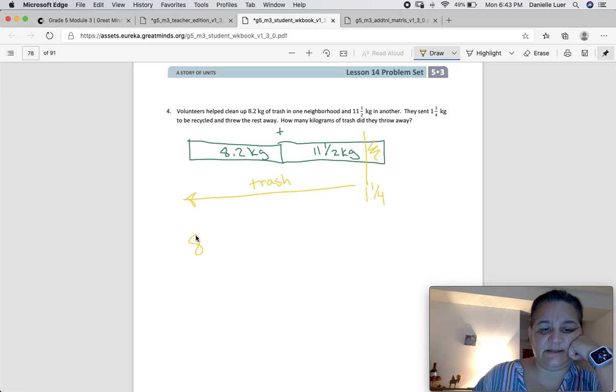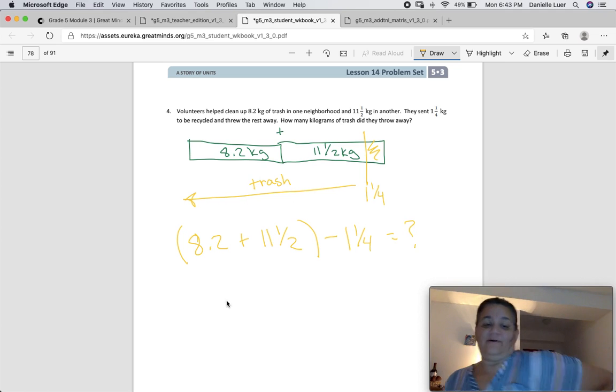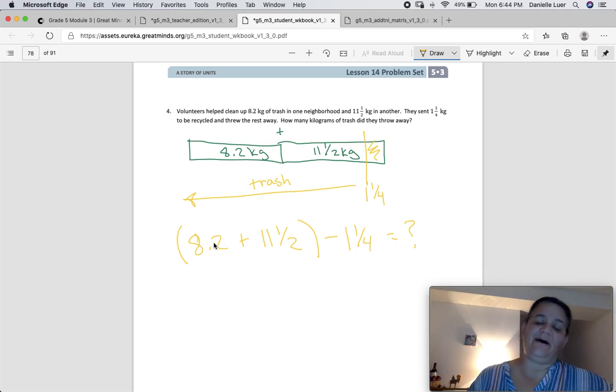So 8.2 plus 11.5. Okay. Then I need to subtract this 1 1/4, and that's going to give us our answer. Okay. Now, I didn't pay attention to it until now. I mean, I did, but I was ignoring it. I've got some decimals and some fractions. How would you like to move forward?